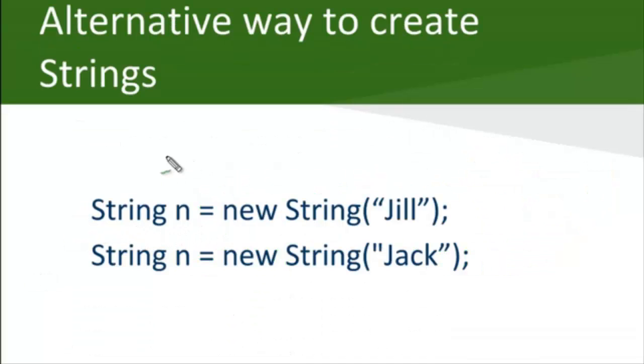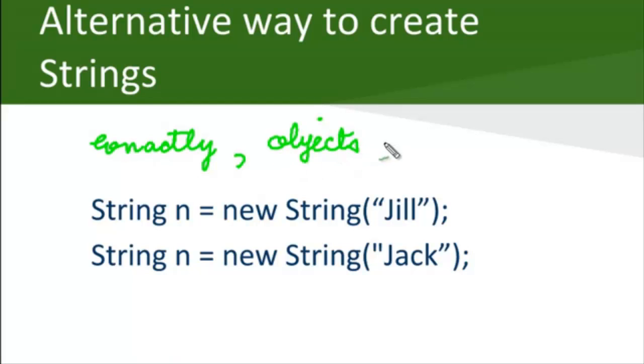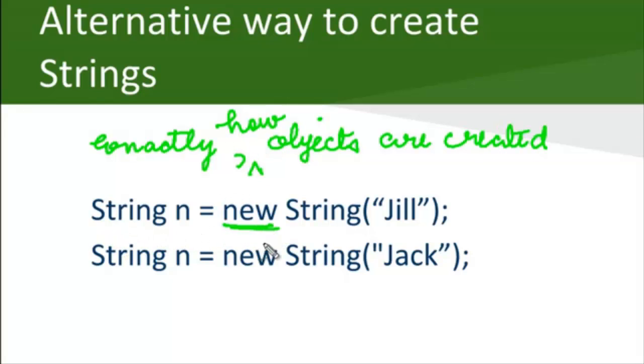Another alternative way to create a string is exactly how we create objects. Basically, objects are created using the new operator. So we'll just write String n. Here consider the name of the string is n and String is the data type as we saw previously, or the String here is the class. Then create a new object from that class, that is new String, and pass the sequence of characters to it.